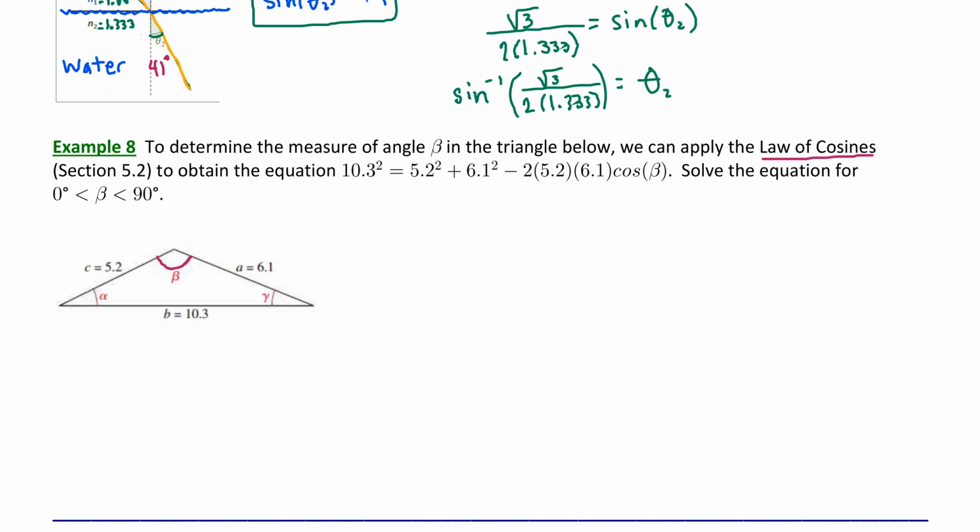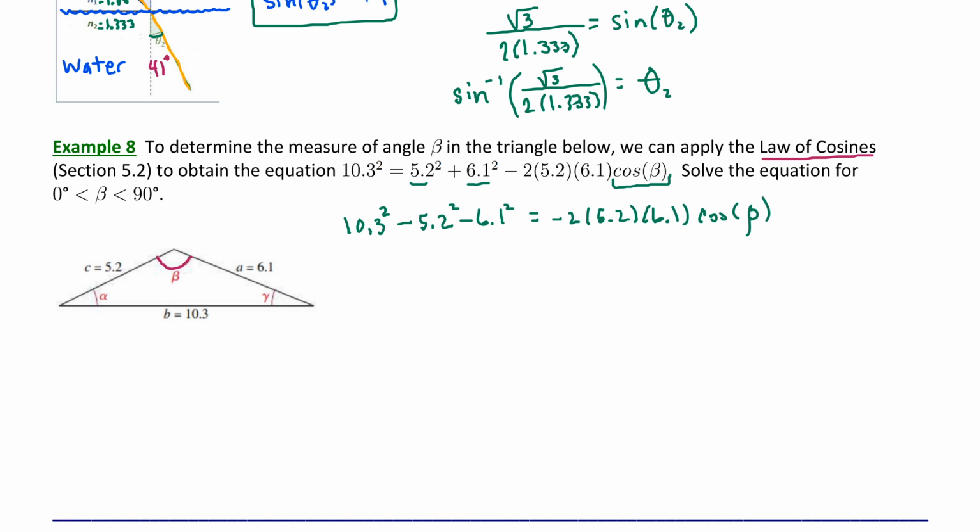As usual, our first step in solving a trigonometric equation is to isolate the trigonometric function, and I'm going to postpone the calculations until the very last step. So this may look a little bit cumbersome, but I'm just going to manipulate the constants as they are. So the first thing I'm going to do is subtract these two constants from both sides. So we have 10.3 squared minus 5.2 squared minus 6.1 squared. On the other side, this leaves behind negative 2 times 5.2 times 6.1 cosine of beta.